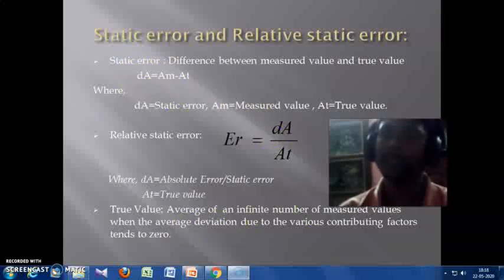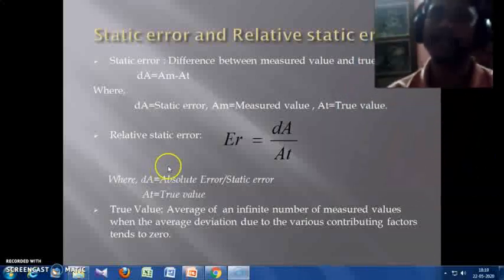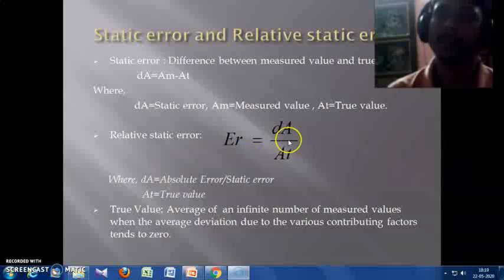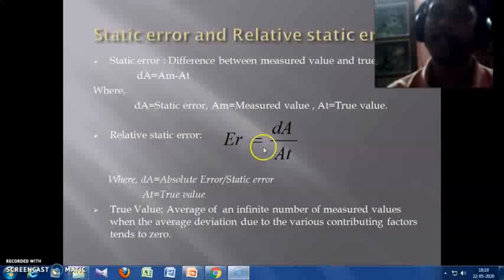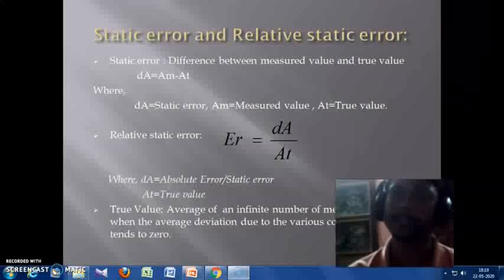And the next one is very important, that is the relative static error. Relative static error is the ratio between the absolute error and the true value. So here the expression is ER equal to dA by AT, where dA is the absolute or static error, and AT is the true value. So this is the relative static error. Static error and relative static error are the two important parts of the static characteristics.